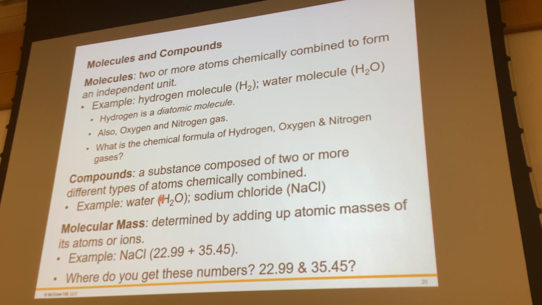I'm not going to talk about molecular mass. There might be questions about molecular mass, about how you would get that answer, but basically, where would you get these numbers, 22.99, 35.45? Where would you get them? The periodic table.